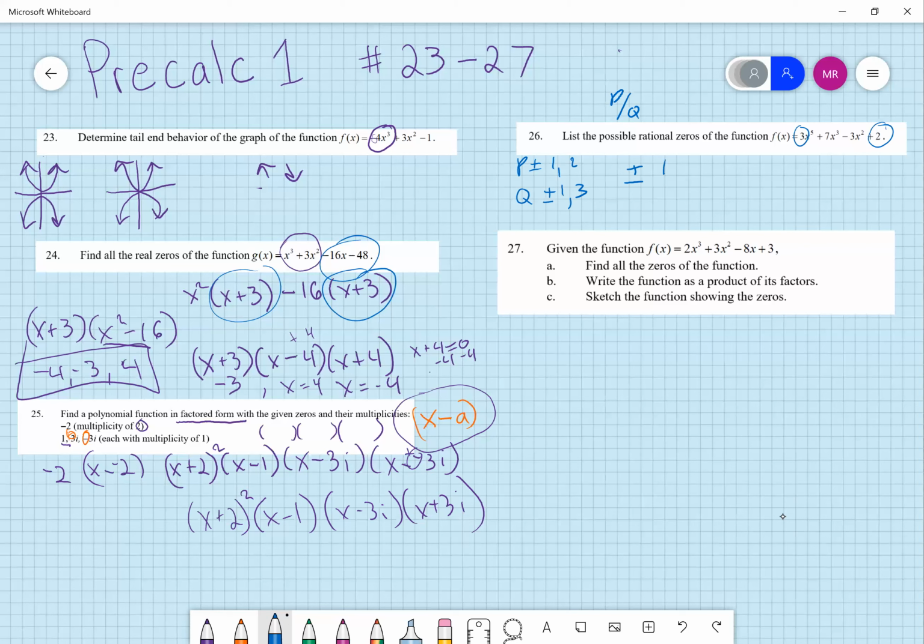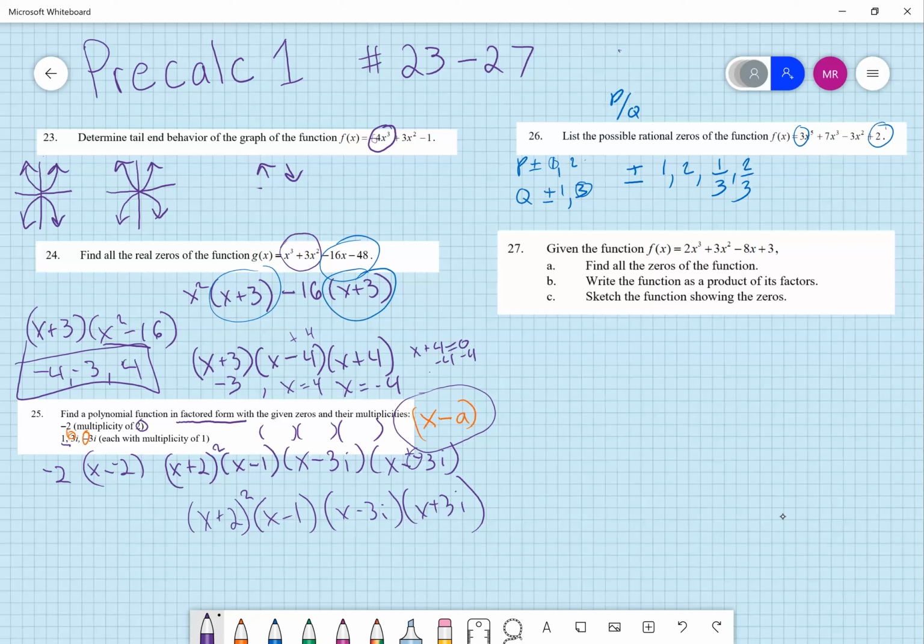And we'll do 1 over 1 or 1, 2 over 1 or 2. And then we do 1 over 3, so positive and negative 1/3, and then positive and negative 2/3. And those are the possible rational zeros of this function by taking the p, the factors of the constant term, and then putting them over the factors of the initial term, that 3x to the 5th, the highest coefficient. All right, moving on to 27.